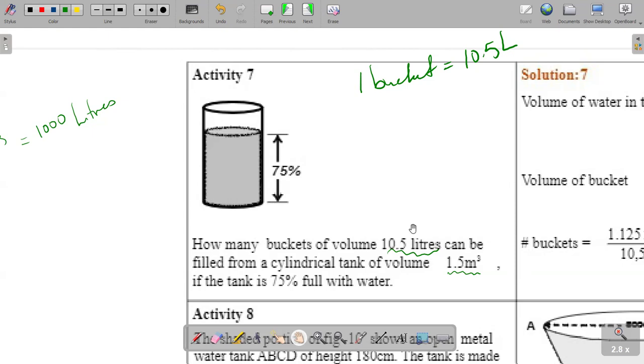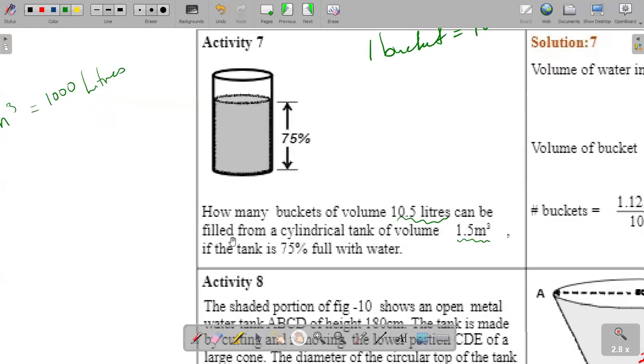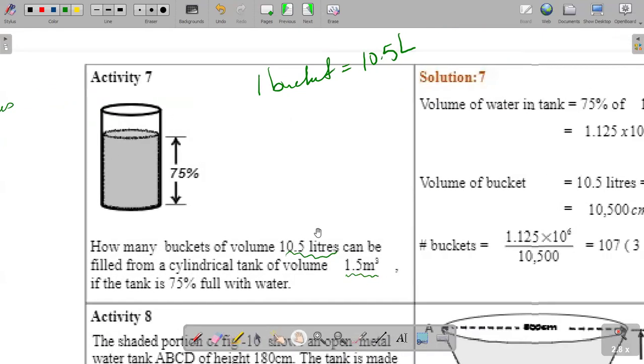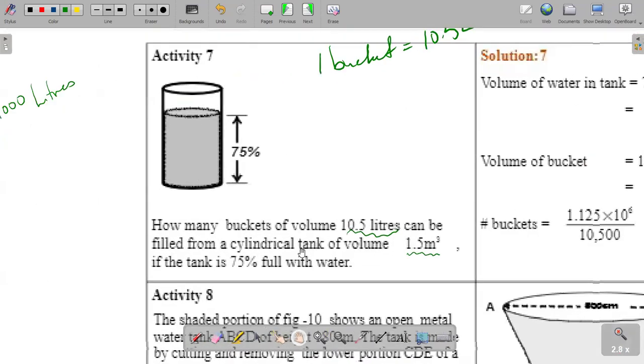Guys, the answer is the tank. They say that the tank is 75% full with water. The tank is 1.5, the tank of volume 1.5 if the tank is 75% full with water. For those who said the water, you see the difference? The tank is 1.5 meters cubed, but the water is 75% of the tank. So be very careful when you're reading. What is this asking us for? Oh, how many buckets? Okay.